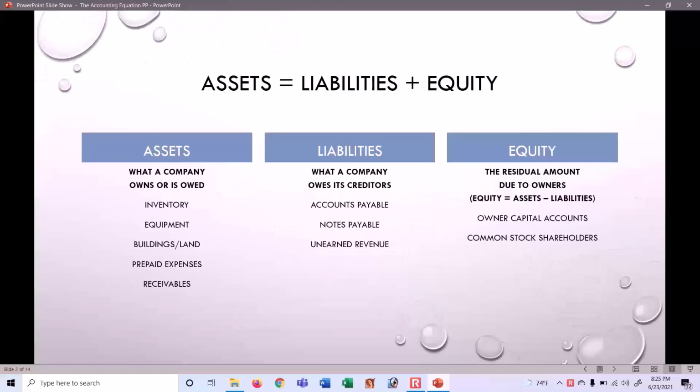The basic accounting equation is written as assets equal liabilities plus equity, or A equals L plus E. Assets are what a company owns or is owed, such as buildings, inventory, prepaid expenses, or a receivable. Liabilities are what the company owes to its creditors and will be paid from future assets, such as accounts payable, notes payable, or wages payable.